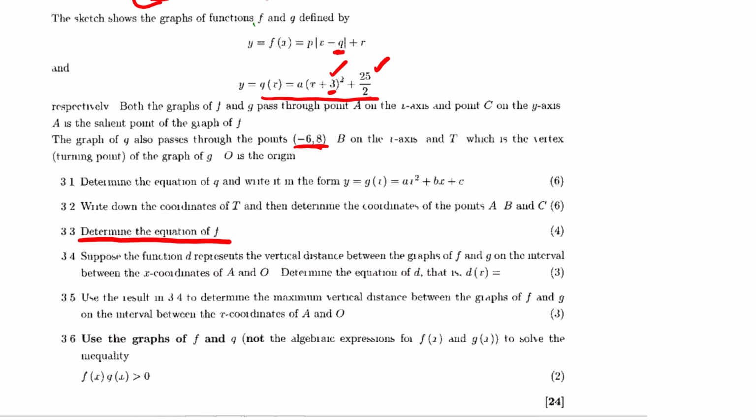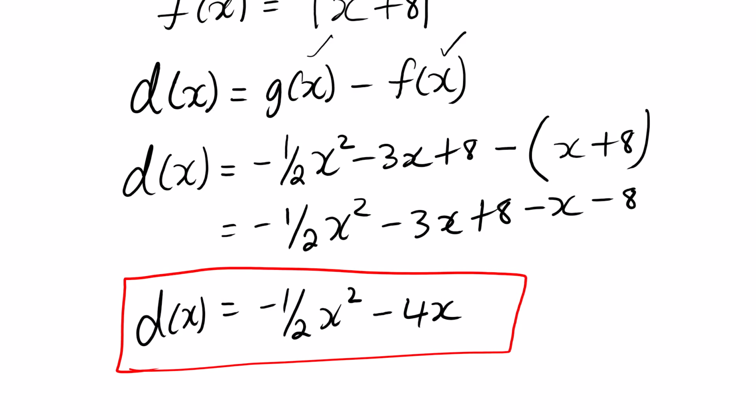3.5: Use the result in 3.4 to determine the maximum vertical distance between the graphs of f and g on the interval between the x-coordinate of A and O. Now for this question, we need to understand that we are actually looking for the maximum point of this graph. We need the turning point of this graph. Remember, in this form we cannot see the turning point, and also remember that this is a parabolic graph.